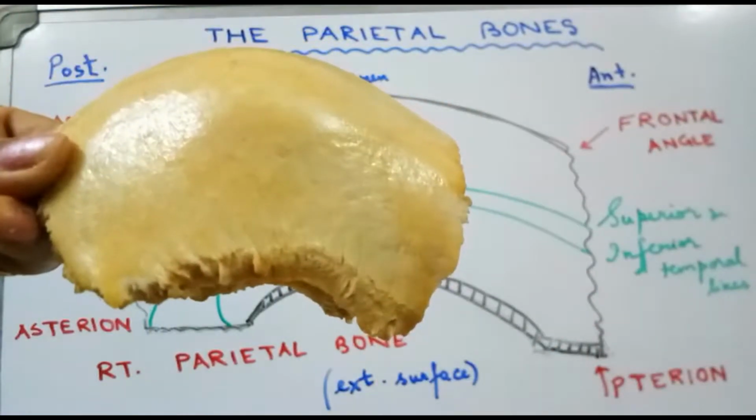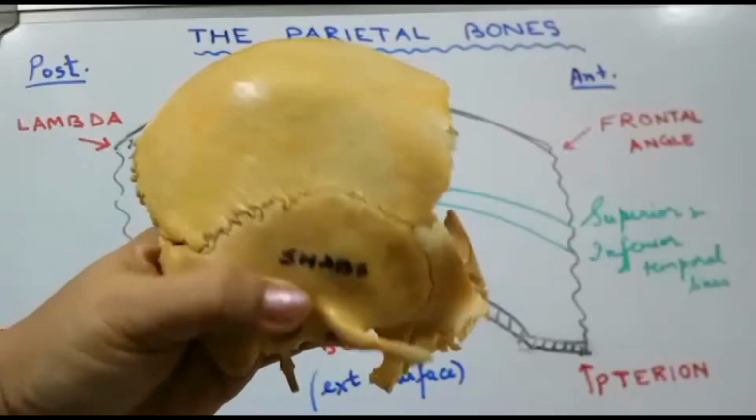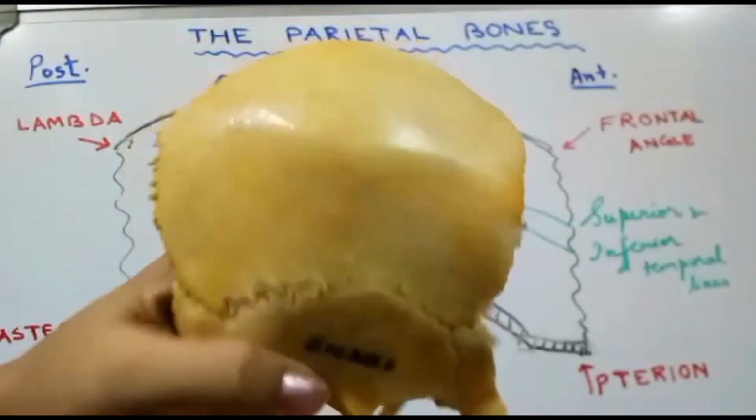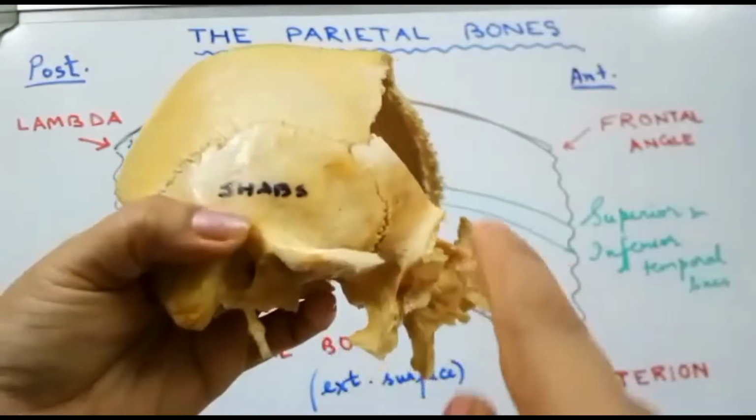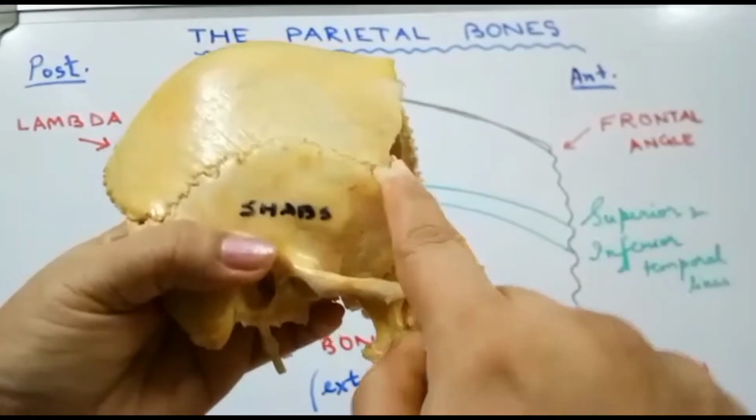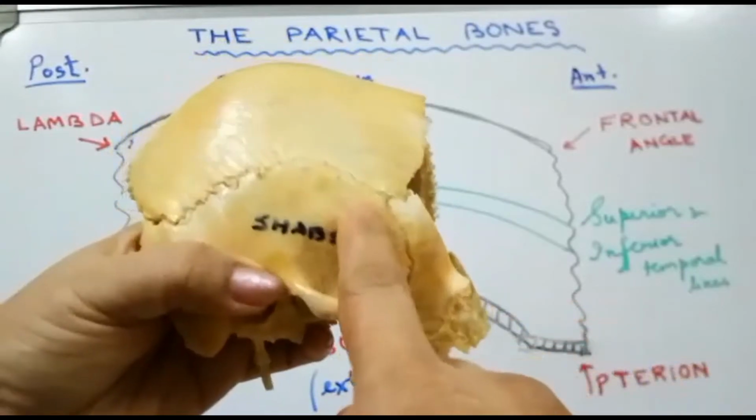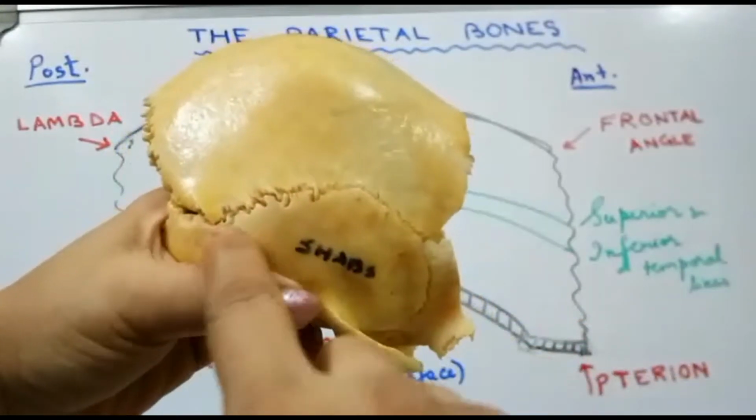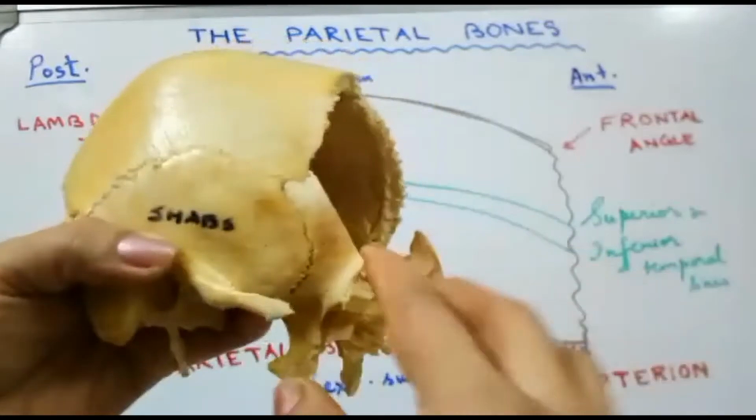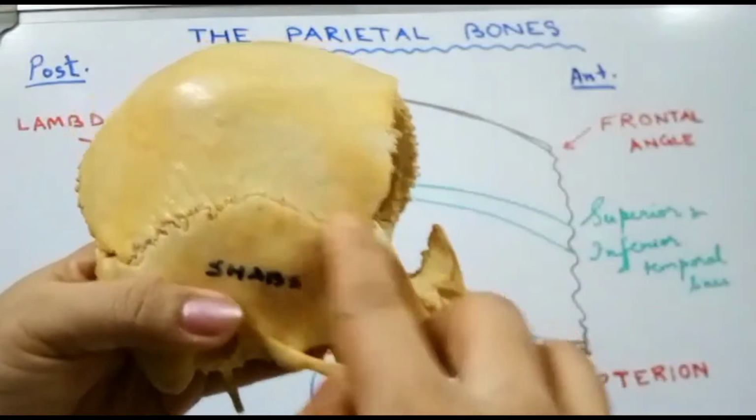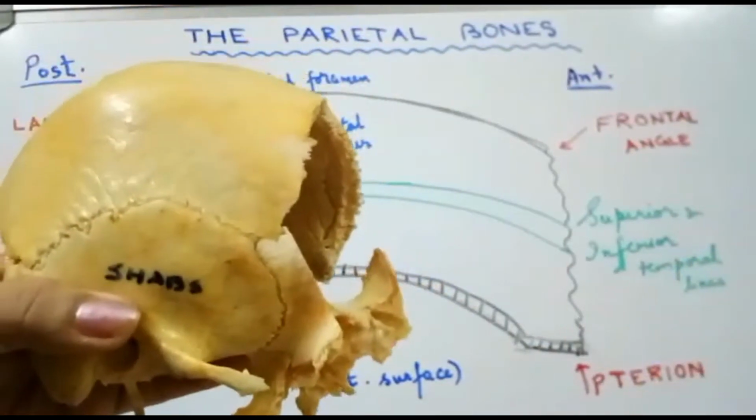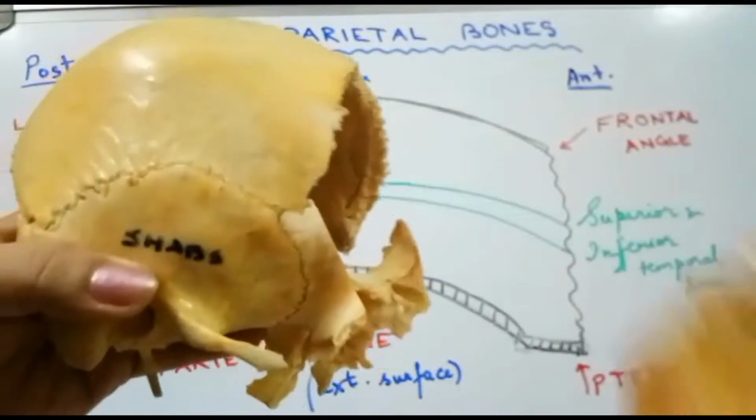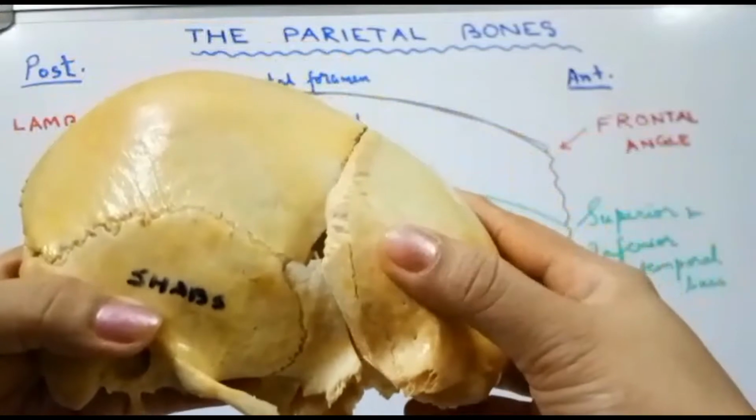Now let us learn about the articulations of the inferior border. So this is the inferior border. Over here we have reconstructed the articulation of the inferior border. We can see the sphenoid. This is the tip of the greater wing of the sphenoid. This is the squamous part of the temporal bone. This is the mastoid part of the temporal bone. This is the antero-inferior angle.